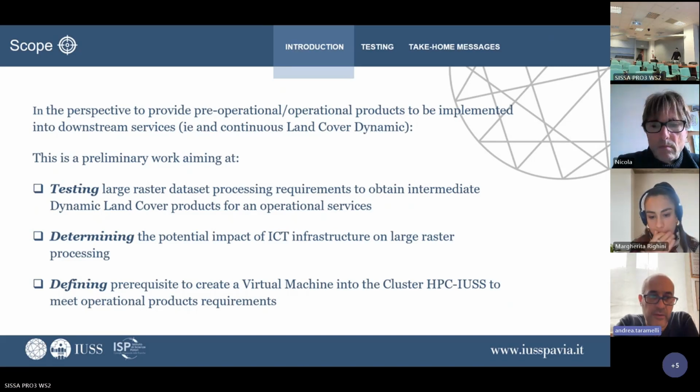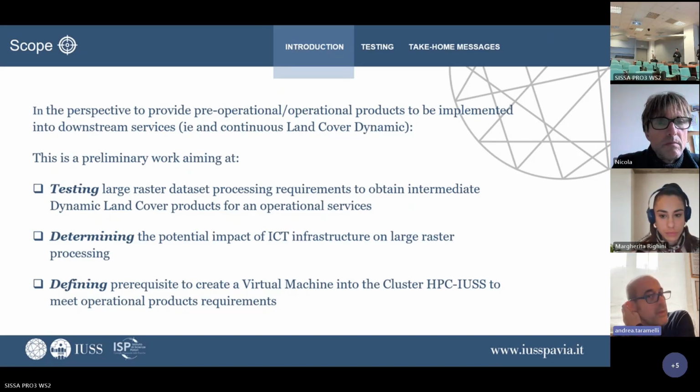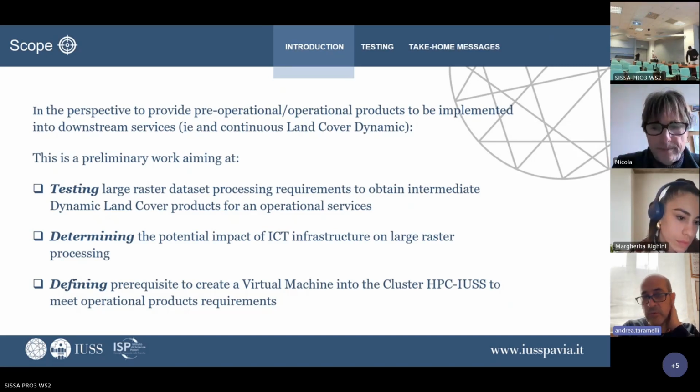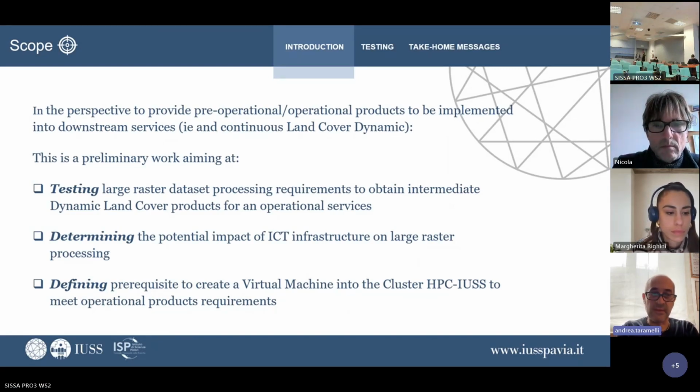As a group, we are fully involved in building up operational services that use Earth observation data. In the processing testing we were doing, we used what we have called land cover dynamics as an essential climate variable to test how to set up an infrastructure.